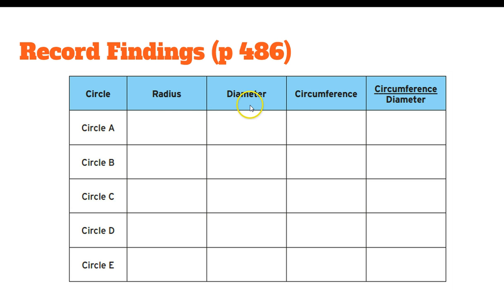the radius, the diameter, and the circumference for each one of the circles, then you fill in this last column. This last column says circumference divided by diameter. So you take the circumference, whatever number that is, and then you divide it by the diameter, whichever number that is. And then you put your answer here in this column. So you take the circumference, divide it by the diameter, and then put it in this column. And do that for all 5 circles.